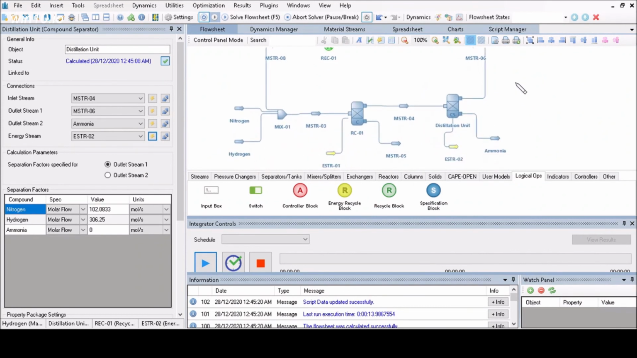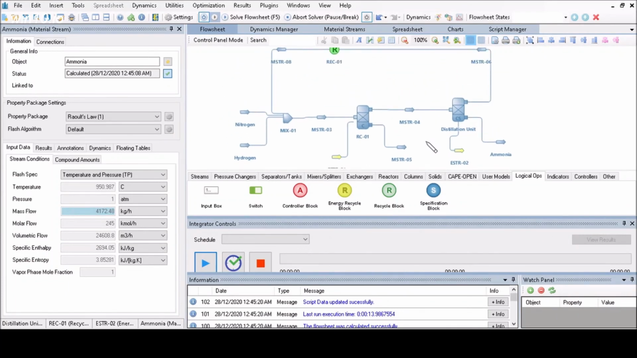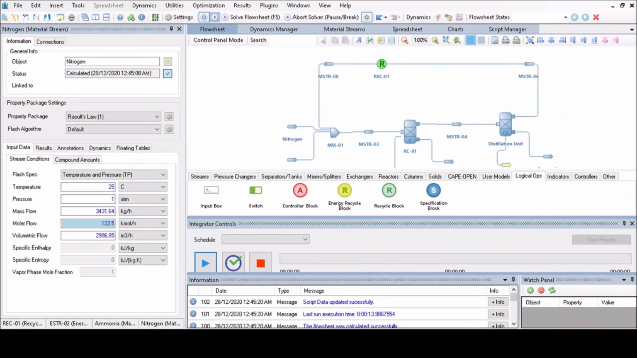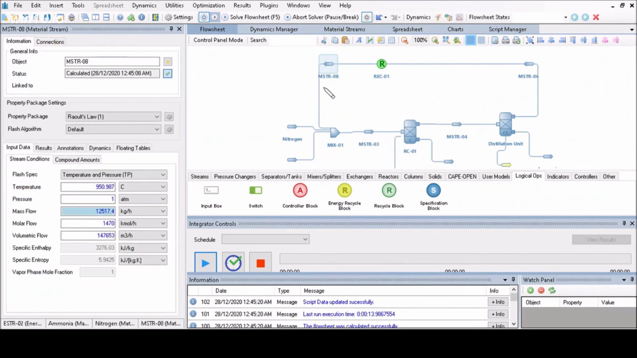Okay, so the simulation has run, and our manual calculations should coincide with the simulation. So for our product stream, we have 245 kilomoles per hour, which is what is given in the problem. And for our nitrogen feed, we have 122.5 kilomoles per hour, which coincides with our calculation. And for the recycle stream, we have 1,470 kilomoles per hour.